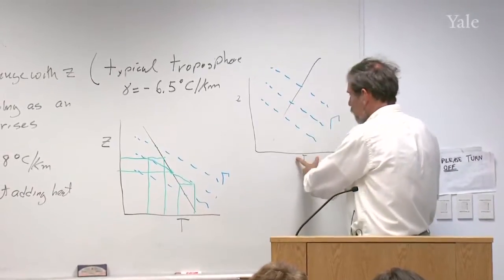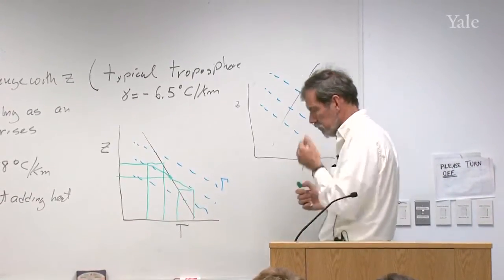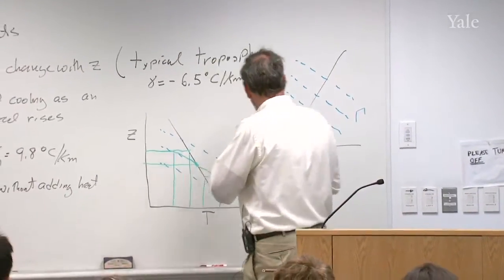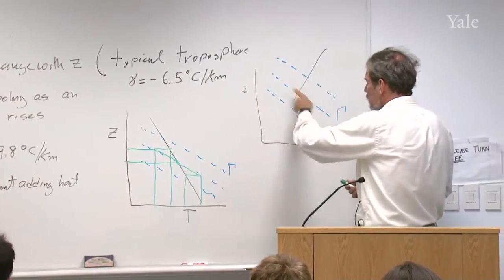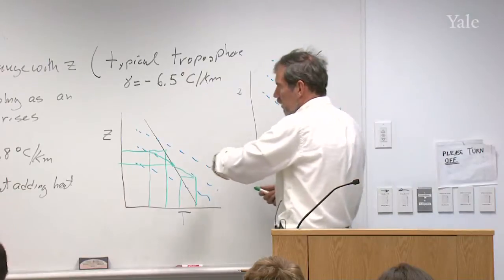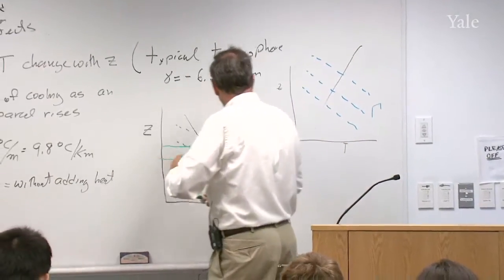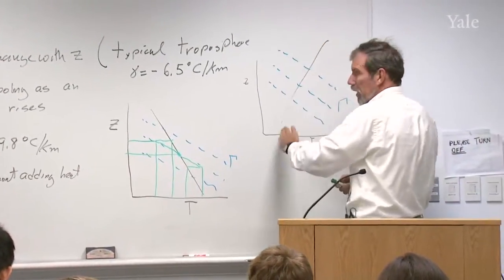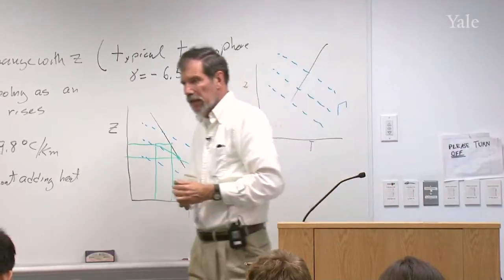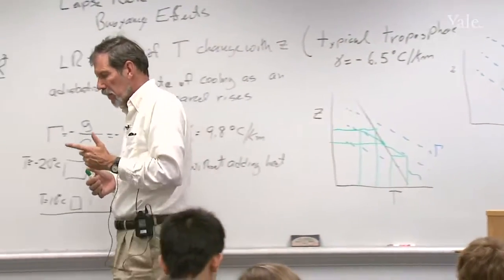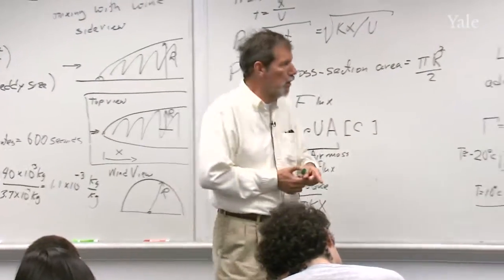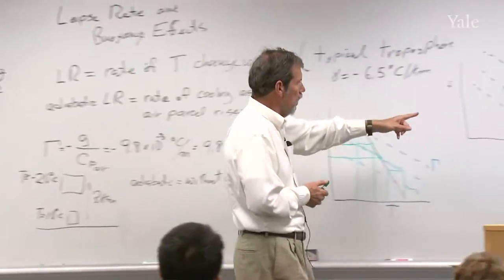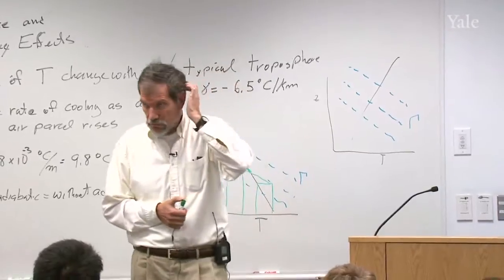I want to look at this second example here, which is, again, temperature plotted versus altitude. The same reference lines have been drawn on here for capital gamma, but I've put a different actual lapse rate on that curve. It's a lapse rate where the temperature increases with height. This is an example of an inversion.